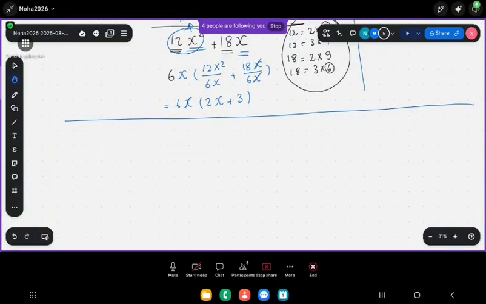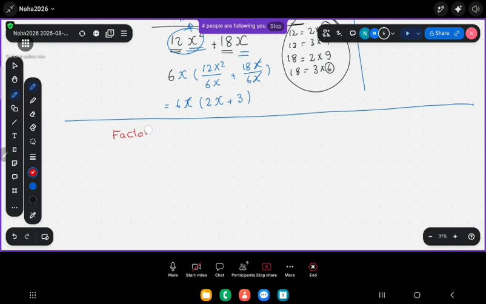Find one common factor for the whole expression. My next concept is about what? It's about factorizing by grouping. Okay? So let's explain it together and go through the examples.